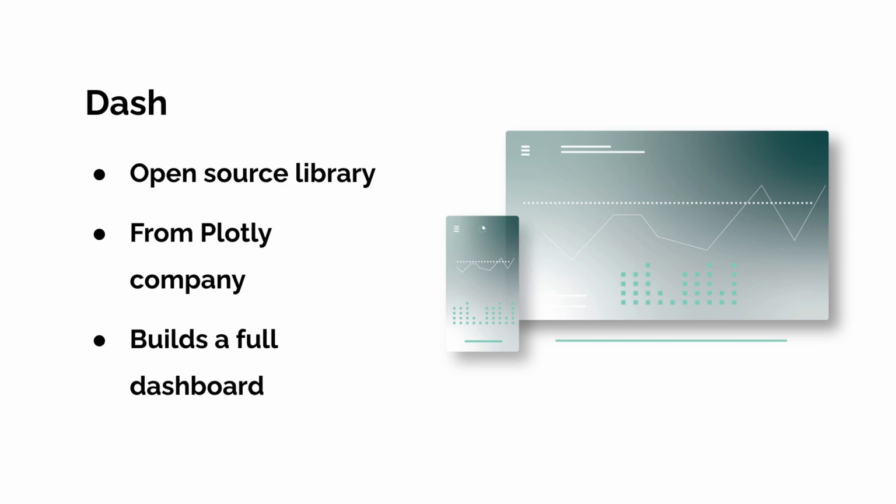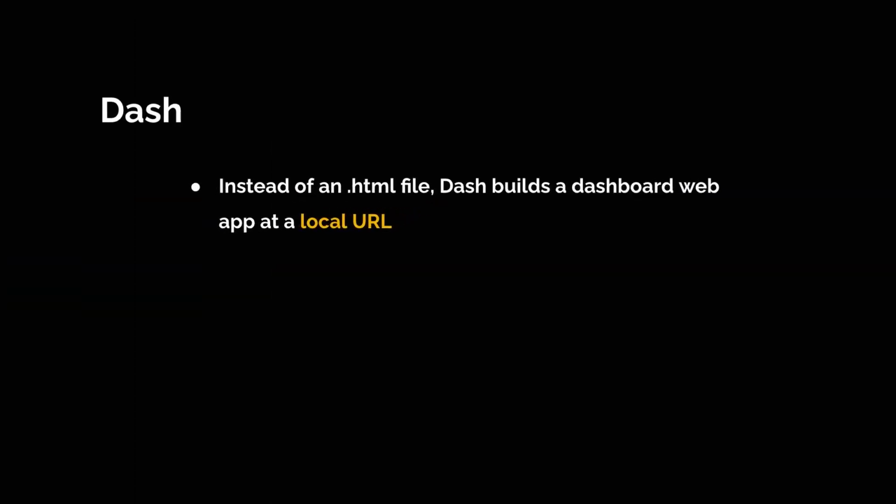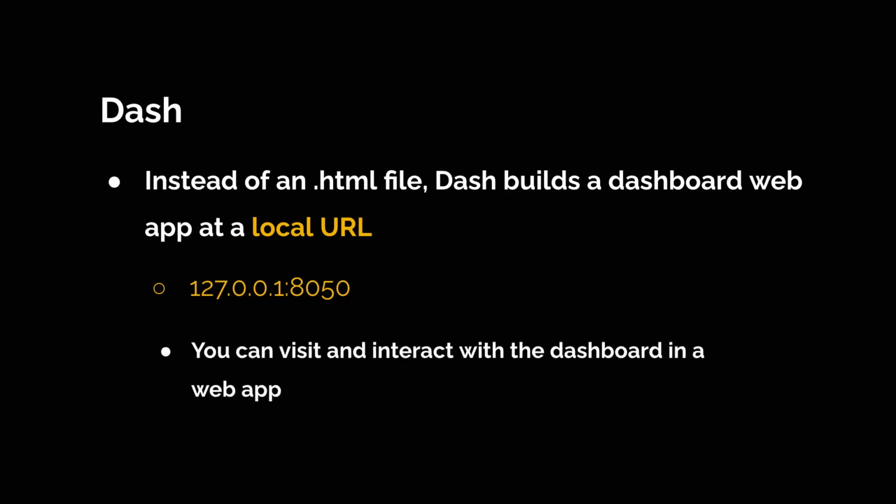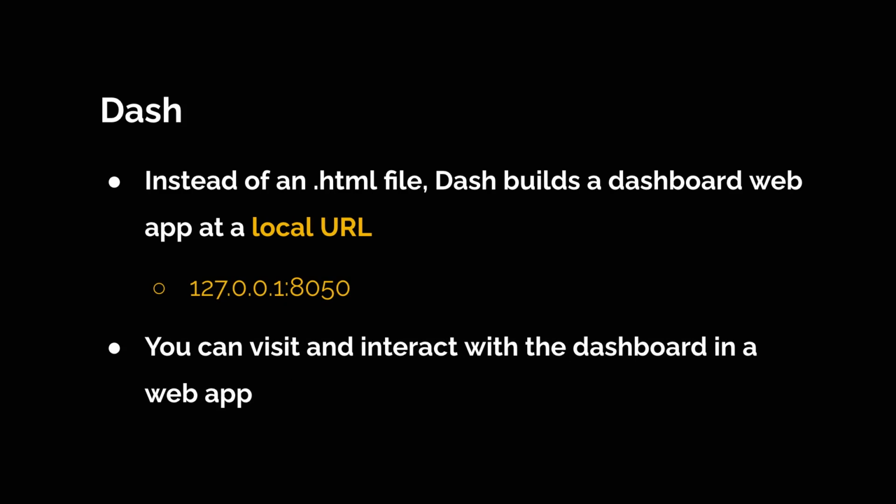experience where you can present your projects or you can analyze your data right there on the web. So you can build web apps really quickly with Dash, because instead of creating an HTML file like Plotly alone, Dash will actually build a dashboard web app. So you're building a website at a local URL, specifically 127.0.0.1 at port 8050. And you can visit and interact with the dashboard online as a web app.